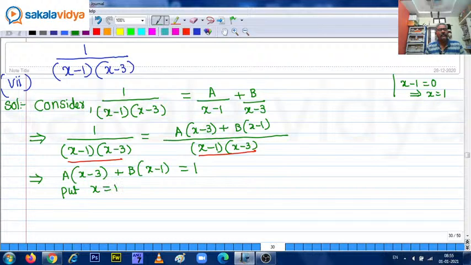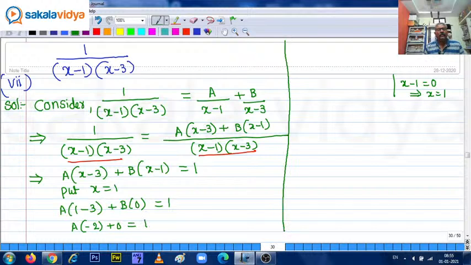If you put x equal to 1, this becomes 0, whereas this one, a times 1 minus 3 plus b times 0 equals 1. That is a times negative 2 plus 0 equals 1. So this is minus 2a equals 1. A equals 1 upon minus 2, that is minus 1 upon 2. So now we need to suppress the next factor x minus 3.